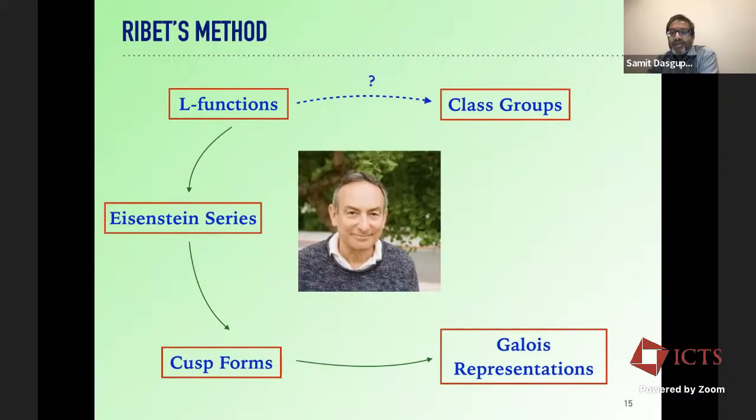So where does the connection happen? It happens here. So you're going from a cusp form which you've constructed analytically, and then you're saying I have a Galois representation that's associated to it, which is saying something algebraic, right? Something about the action of a Galois group.